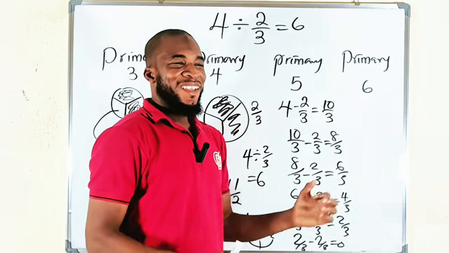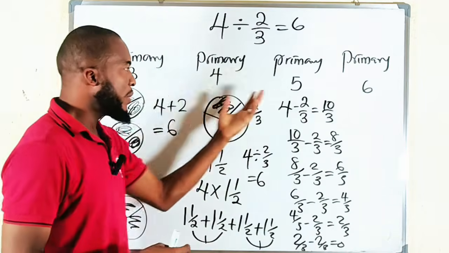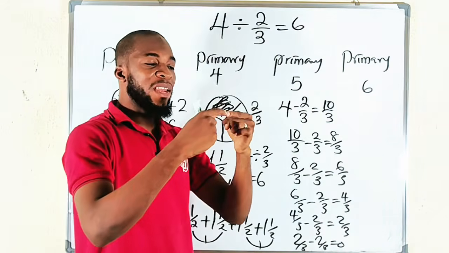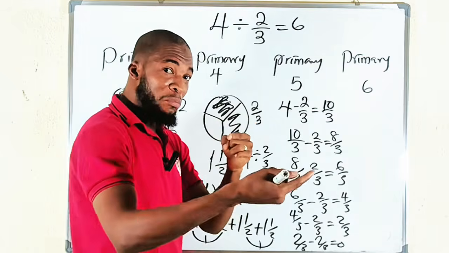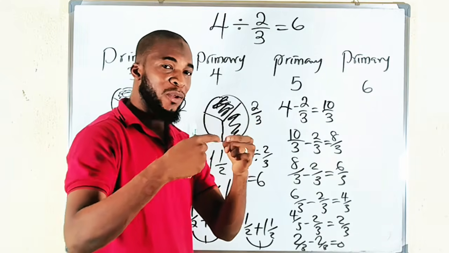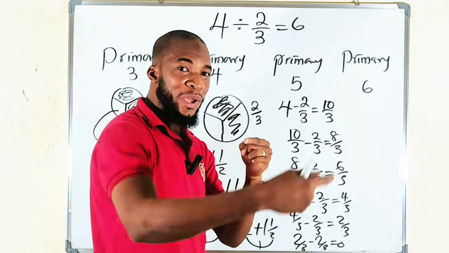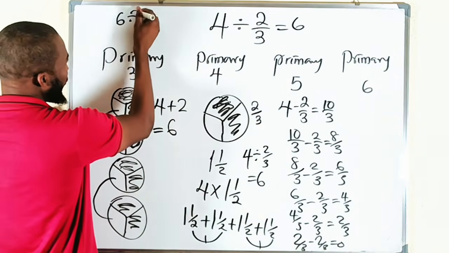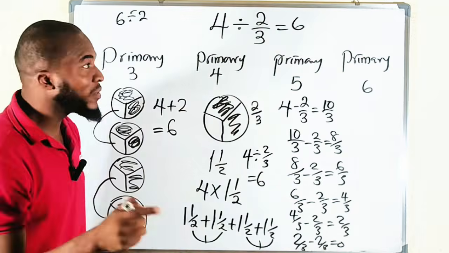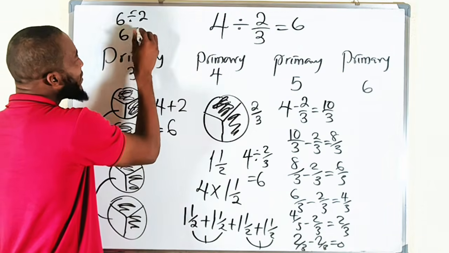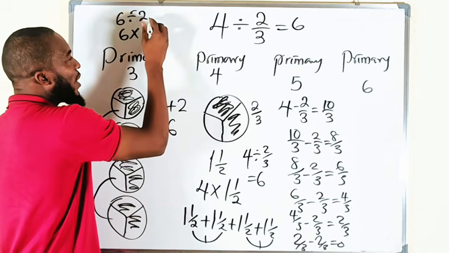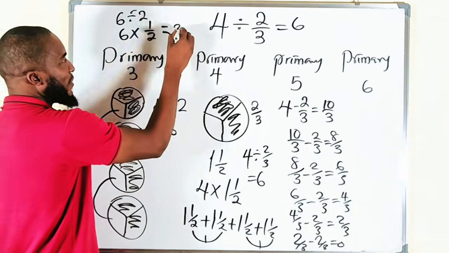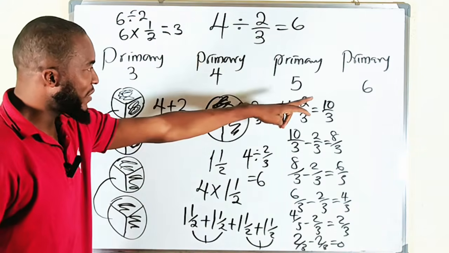But primary 6, they're a little bit more mature compared to these ones. You can tell primary 6 students that dividing a number by any number is the same thing as multiplying that number by the reciprocal of the divisor. Let me come here and explain. If I have 6 divided by 2, I can tell my students in primary 6 that 6 divided by 2 is the same thing as 6 times the reciprocal of 2, which is 1 over 2, which means half of 6, right? This is half of 6, which is 3.